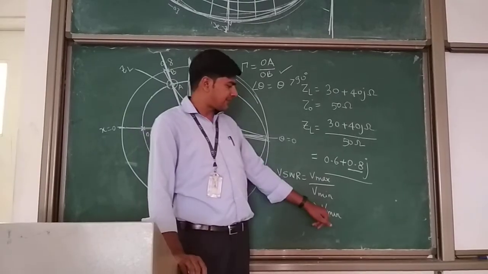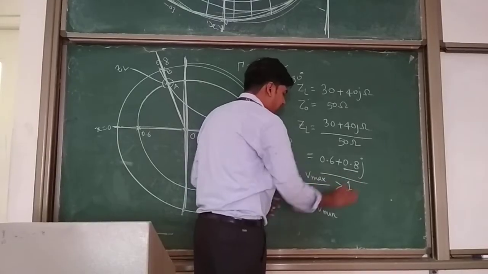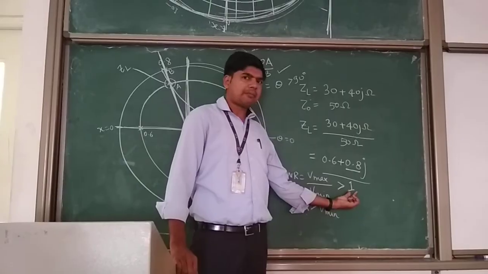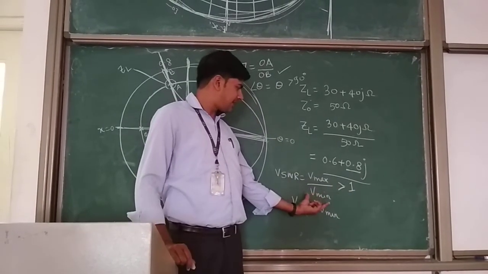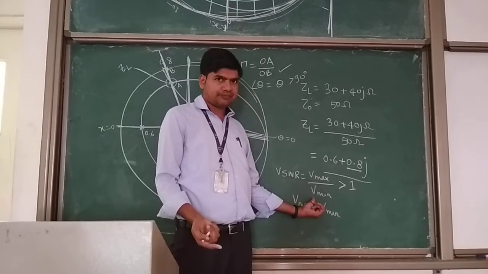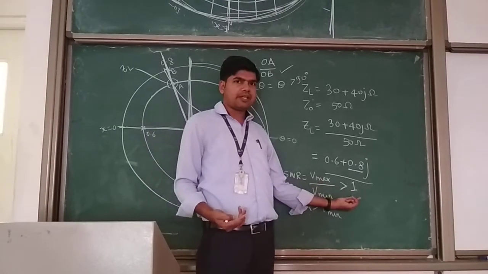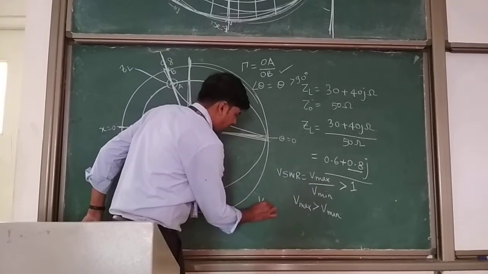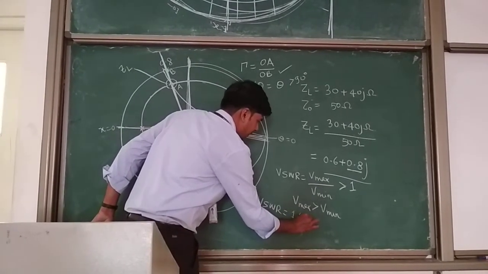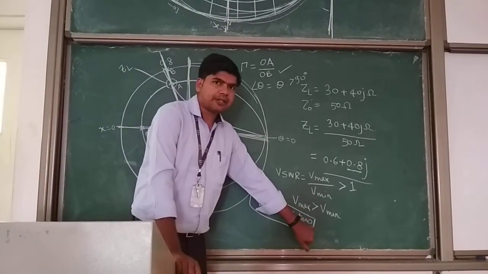So the ratio of V max and V min will always be greater than 1, and it will never be negative. So the minimum value of VSWR is 1. The maximum value of VSWR can be infinity. When will it be infinity? If V minimum is 0. If you have minimum voltage equal to 0, then VSWR will be infinity. So the range of VSWR is 1 to infinity.